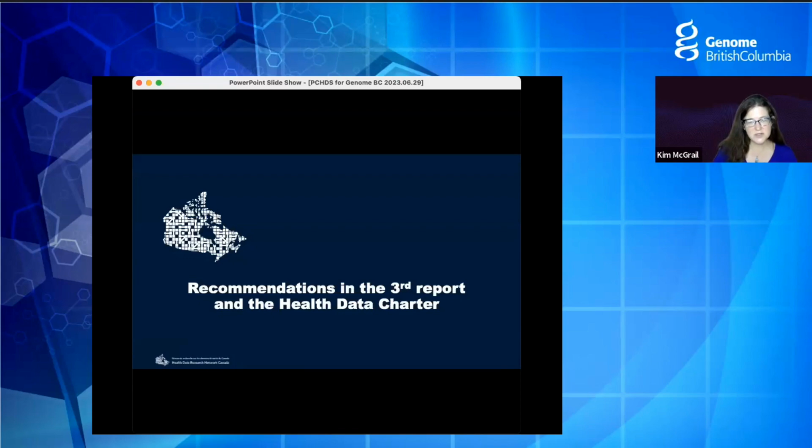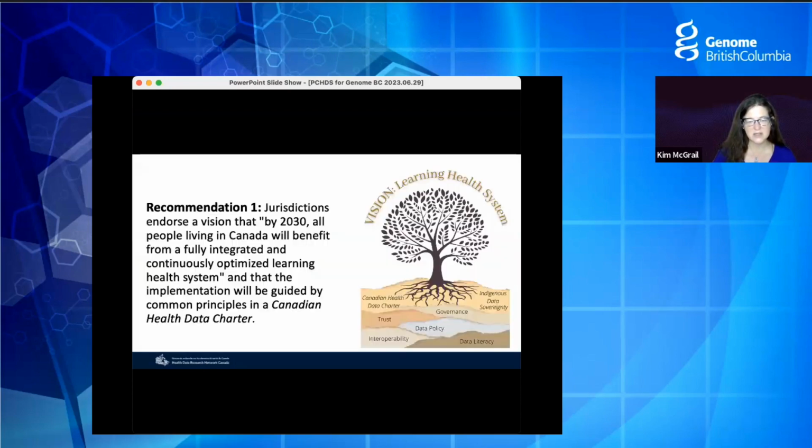So I'm now going to turn to the specific recommendations from the third report, and that's going to be very related to the health data charter. So the first recommendation in that third report really is this kind of foundational piece, which is the vision, if you want, the North Star kind of orientation, which is a commitment that by 2030, all people living in Canada will benefit from a fully integrated and continuously optimized learning health system.